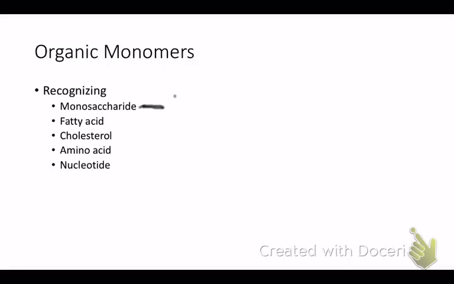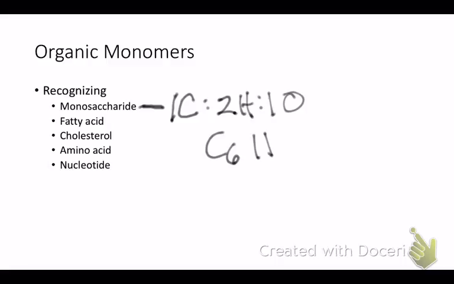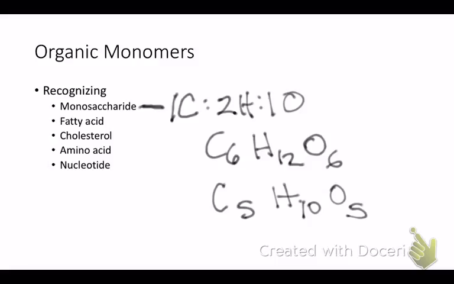First of all, you have to know that's a carbohydrate. And secondly, you need to remember that there's usually 1 carbon for every 2 hydrogens for every 1 oxygen. So a formula, like for glucose, C6H12O6, or for ribose, C5H10O5, that's a good start.